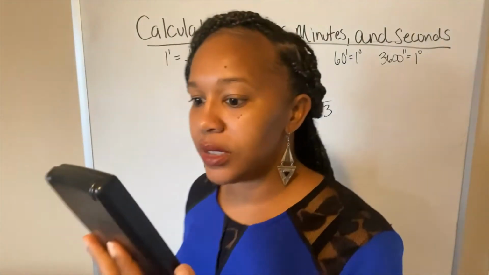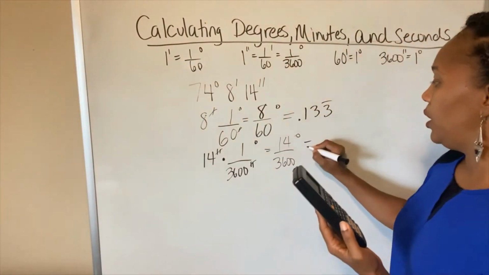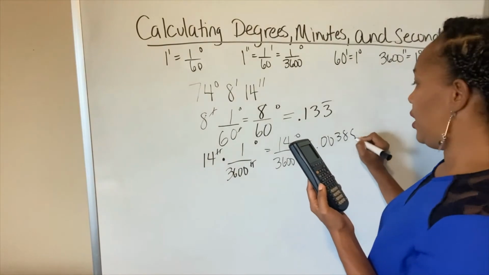And that's two long decimals. That's 0.00388 repeating, okay?